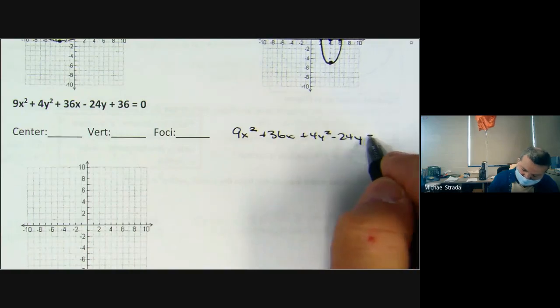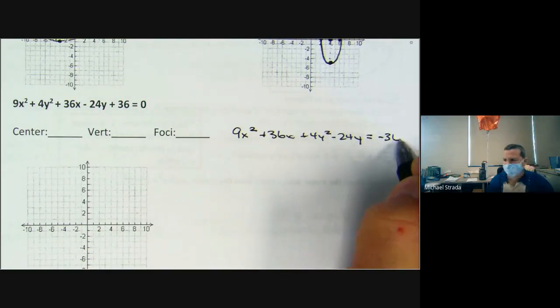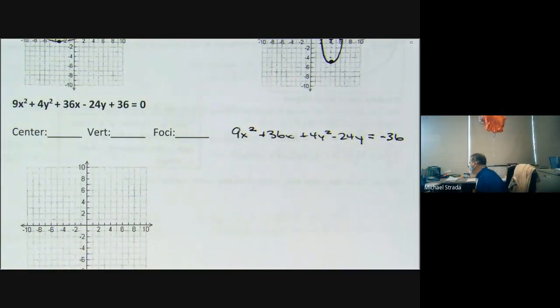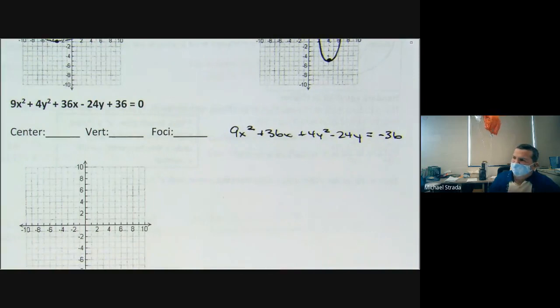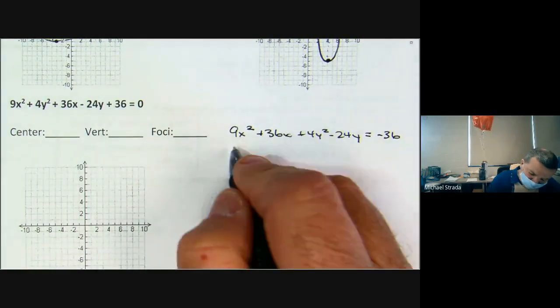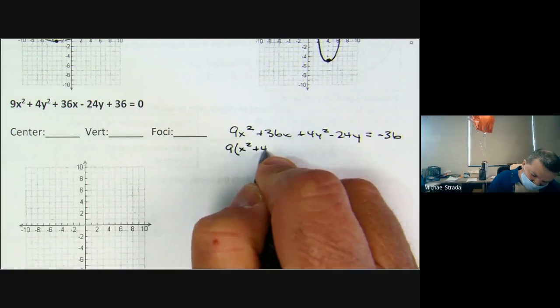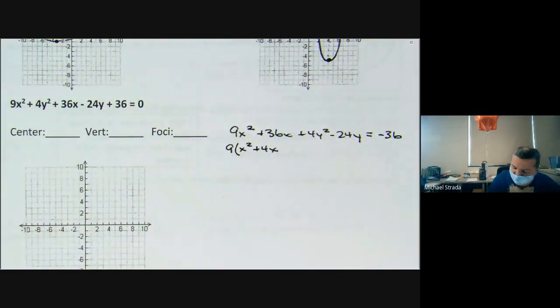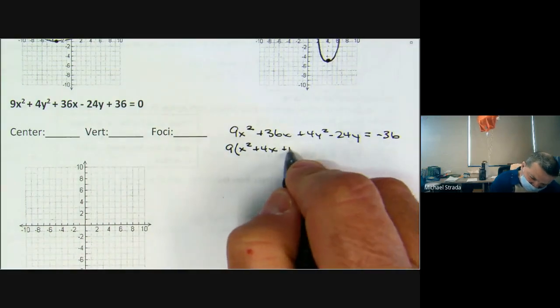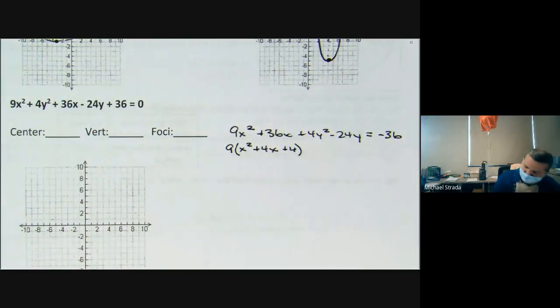Equals what type of 36 over there on the right-hand side? Negative. All right? Does 9 go into 36? Yes, that's fortunate, but it doesn't matter. We're going to pull it out no matter what. X squared plus 4x. We're then going to cut the 4 in half. What is half of 4? 2, and 2 squared is 4. So I'm completing the square.